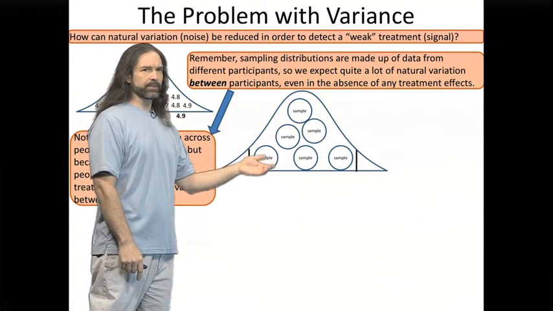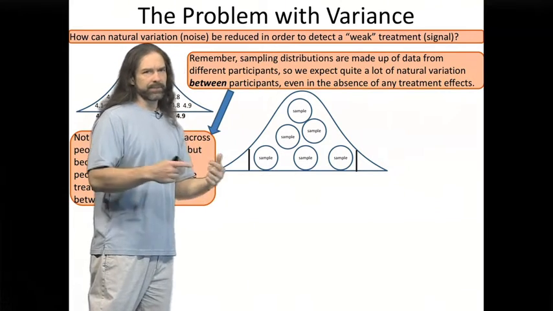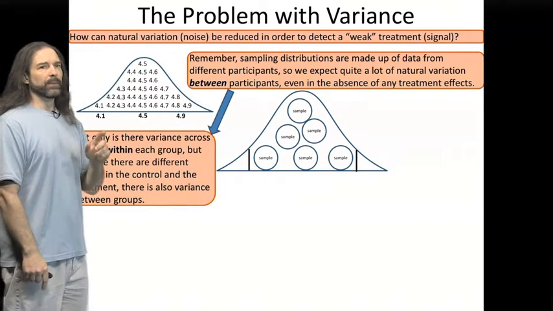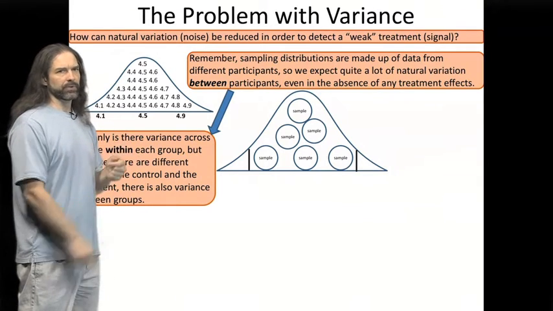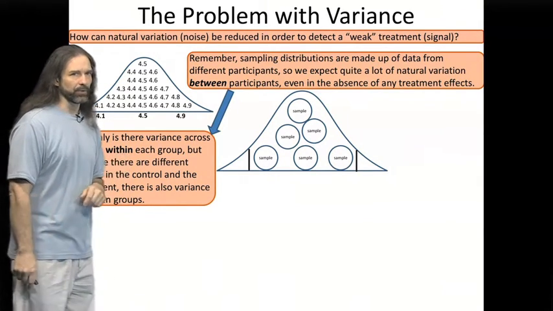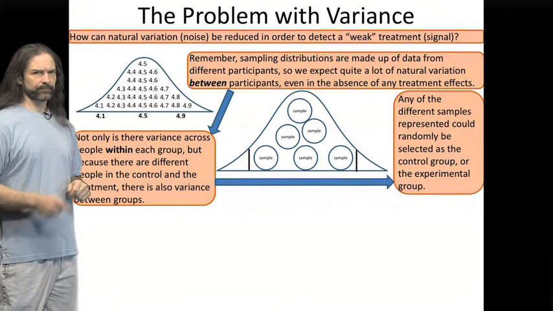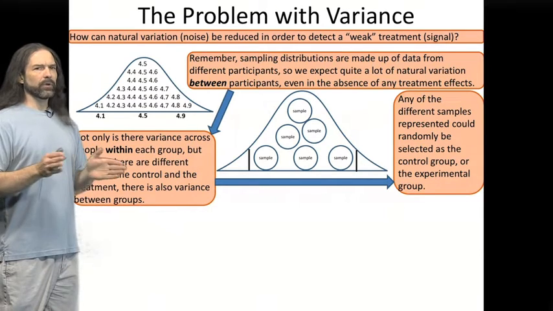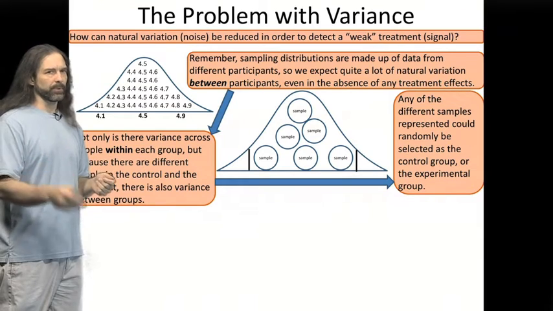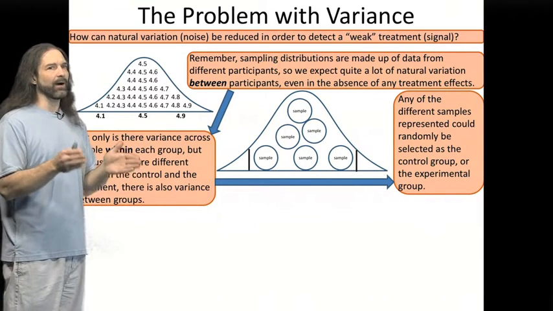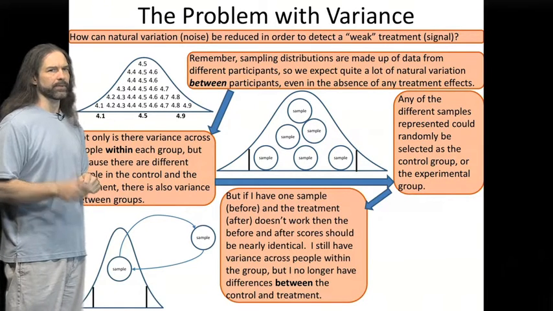So I have what we call between groups variance, because this group is different than this group is different than this potential group. That's differences between those groups, but then because I have different observations within a group, I know that there's also going to be differences within that group. So there's two types of variance, between groups and within groups. So any of those samples could be randomly selected as the control group or the experimental group, so I know that I'm going to have almost certainly some variance between those groups on top of the within groups variance.